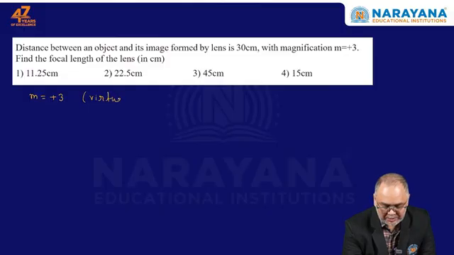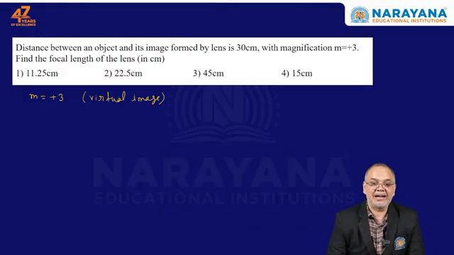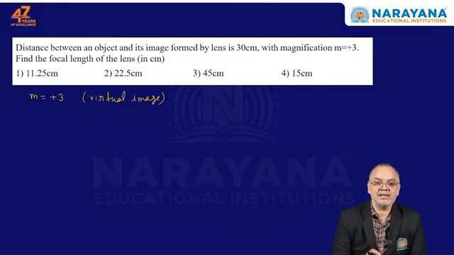Magnification is plus 3, so m equal to plus 3 means virtual image. Now another point: the magnification is more than 1. It means the given lens is a convex lens, or you can say a converging lens, because in case of a diverging lens the magnification will be less than 1. So here magnification is more than 1, so we can say it is a converging lens.